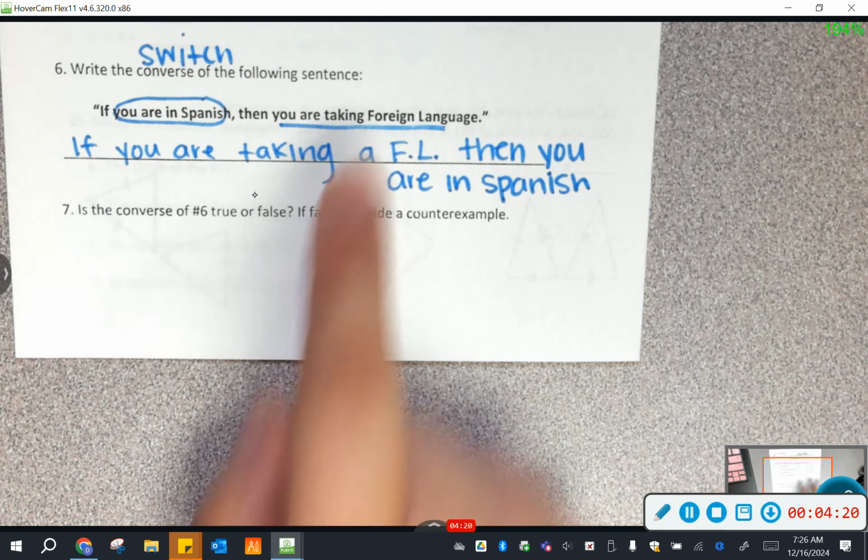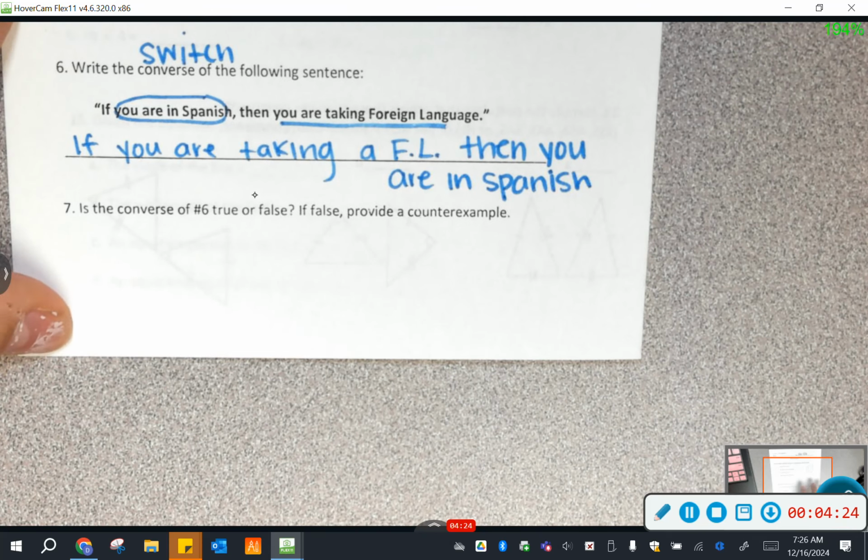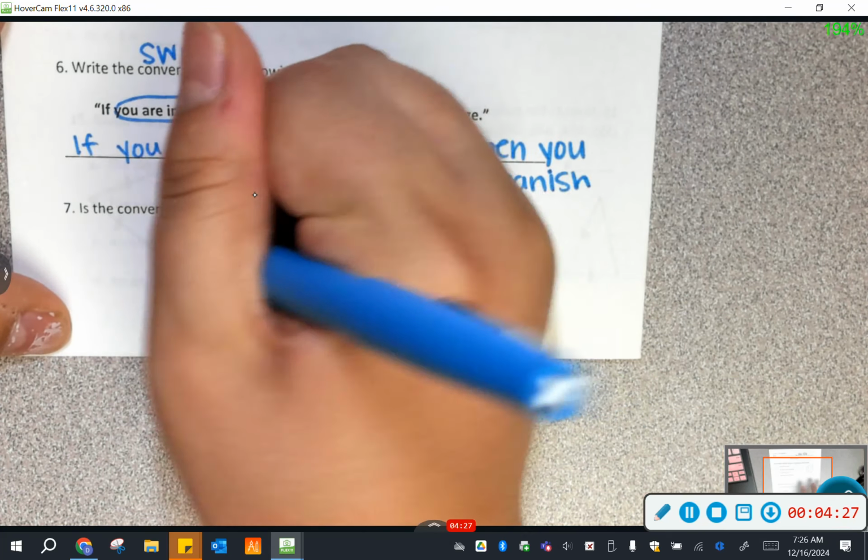Is the converse true or false? If you're taking a foreign language, then you're taking Spanish. True or false? False. What could you be taking?